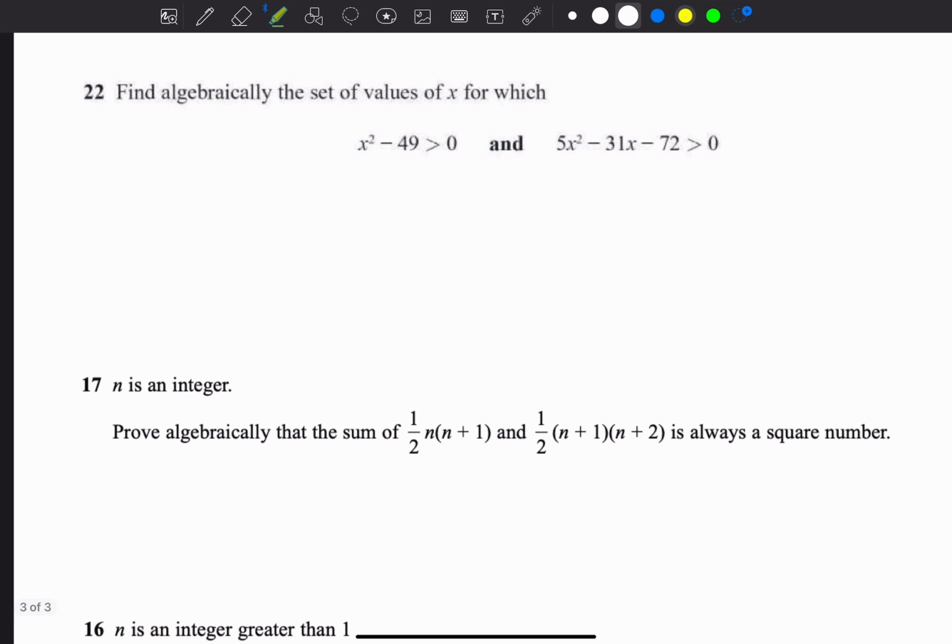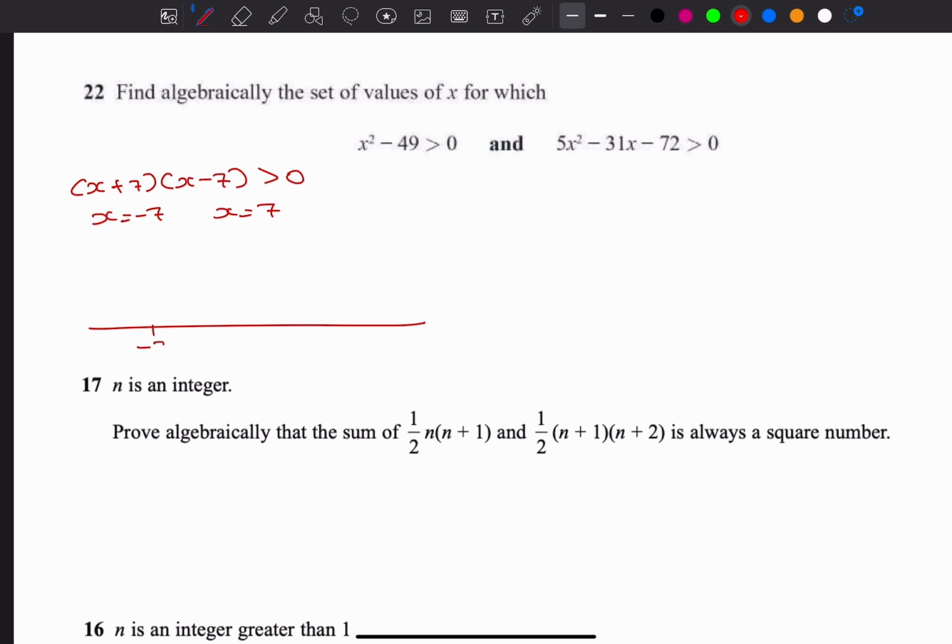Okay, so if you look at it, difference of squares, (x + 7)(x - 7) greater than 0. x is minus 7, x is positive 7. Let me see, the number line is here. Minus 7 is here, positive 7 is here. Circle, circle. Look at the way it's pointing outward. And I don't write my answer straight away because I have to do the other one.